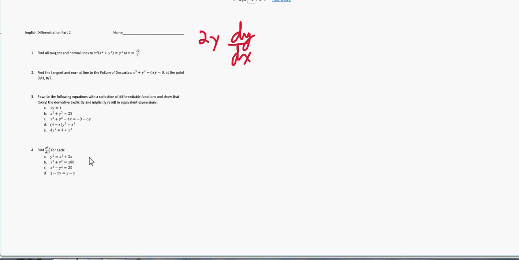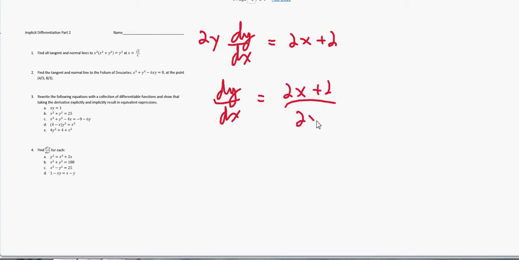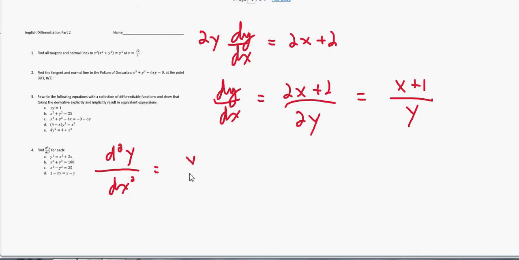So y squared is 2y dy/dx equals 2x plus 2. Not too bad. So dy/dx is just (2x plus 2) over 2y, which the 2's all cancel: (x plus 1) over y. Now, with the second derivative, we've got to do the quotient rule. So the second derivative of y with respect to x twice is: derive the top is 1 times y, minus derive the bottom, dy/dx, times (x plus 1). All of that is over y squared.